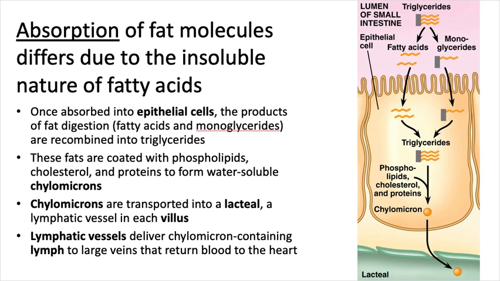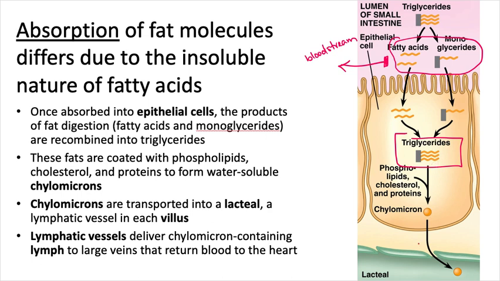Now, fat molecules are absorbed differently, and they take a different route throughout the body. Remember that when we broke down our triglycerides, we got some glycerol, which actually is a water-soluble nutrient, so that's going to get absorbed into the bloodstream. But our fatty acids and our monoglycerides are going to be absorbed into the cells. They're going to be recombined back into triglycerides. So we're putting back together what we've already broken down.